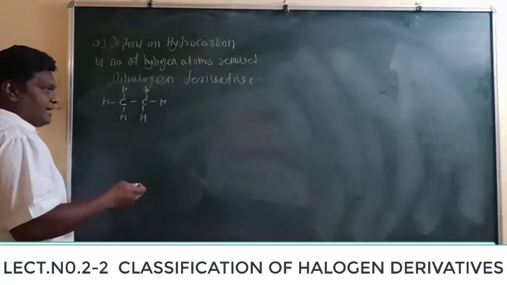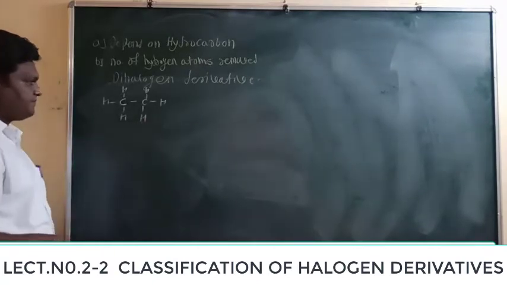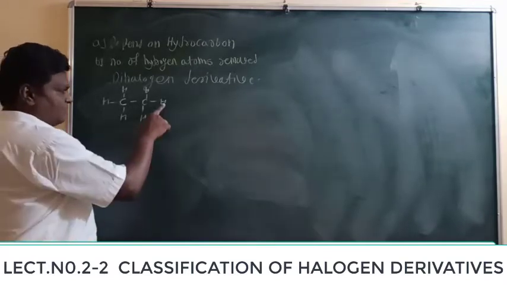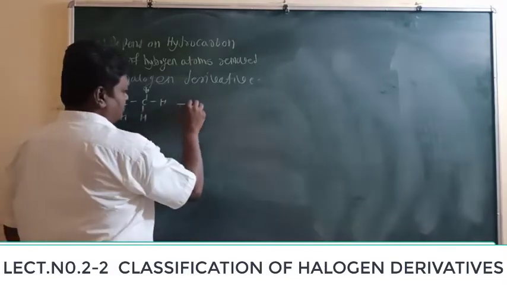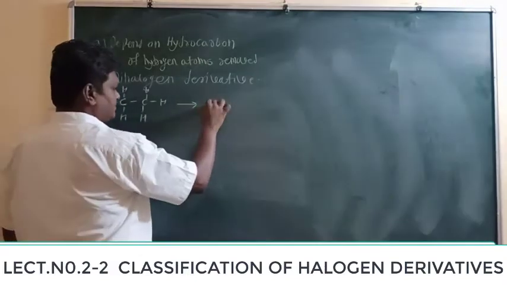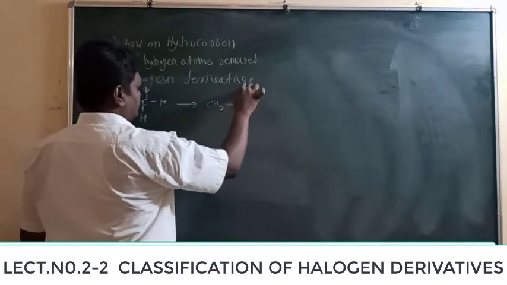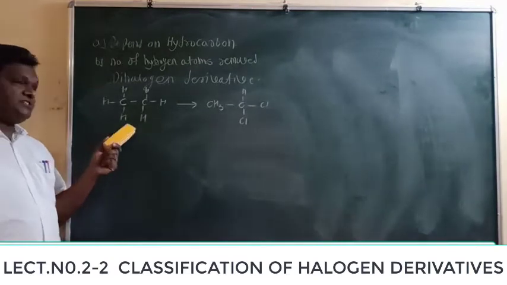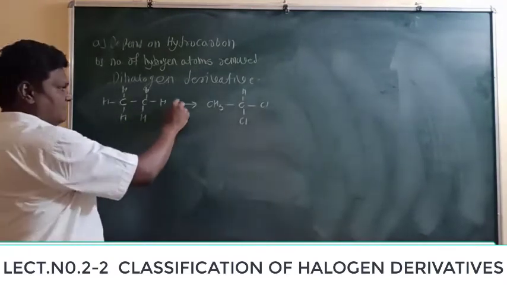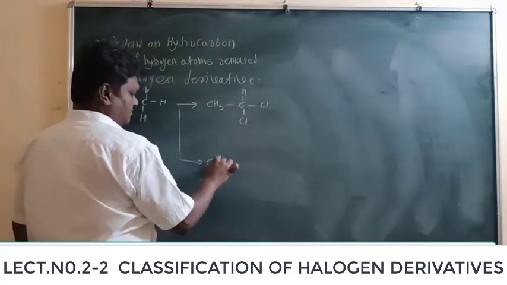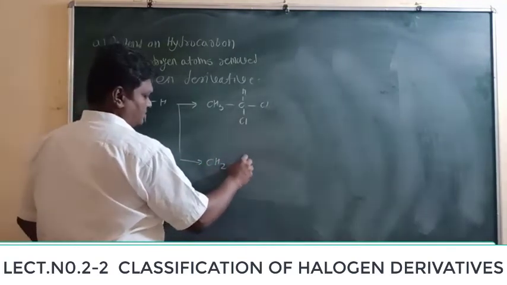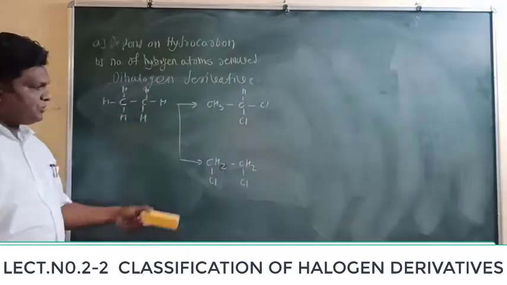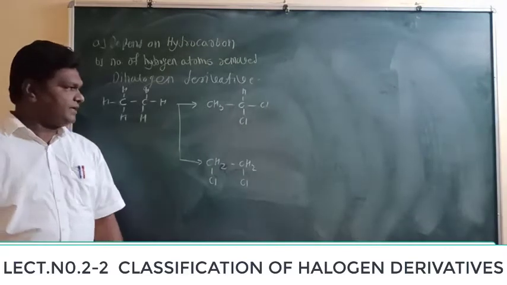Depending on which hydrogen atoms you are replacing by halogen atoms, you will get two types. If I remove two hydrogen atoms of the same carbon atom, I will get something like this. And if I remove two hydrogen atoms on adjacent carbons, one from this and one from this, I will get another compound. Both these compounds are dihalogen derivatives of alkane only.